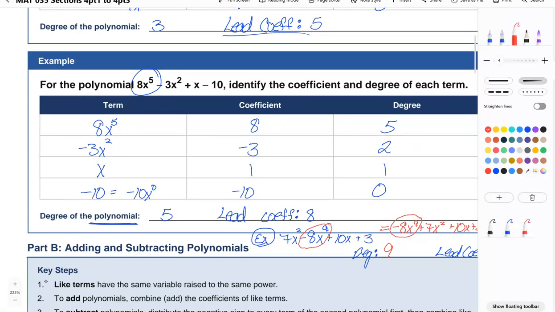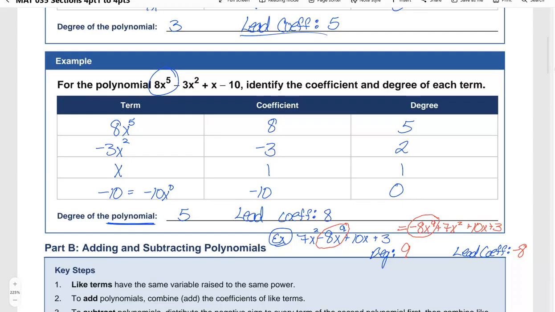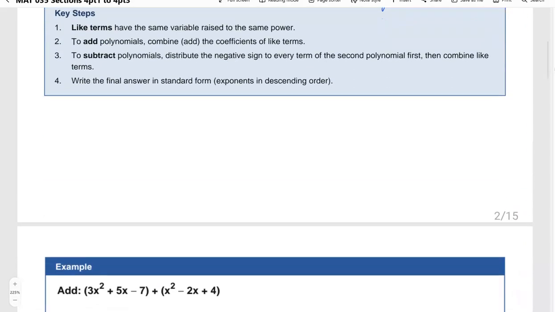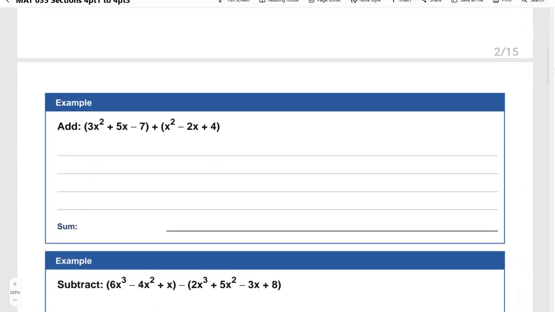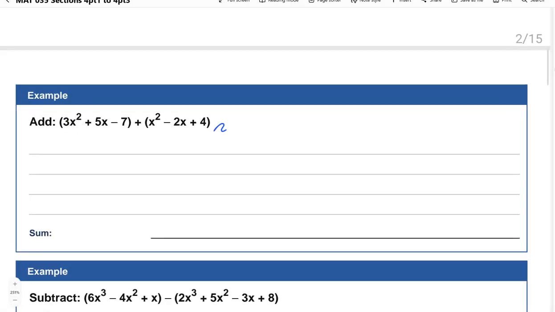So if we want to add or subtract polynomials, we add like terms together. So let's look at that first example. We have 3x squared plus 5x minus 7 plus x squared minus 2x plus 4. So like terms means that the x term has to match. So I've got an x squared here and an x squared here. So I've got 3x squared plus x squared, which gives me a total of 4x squared.